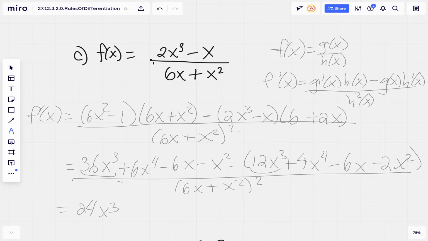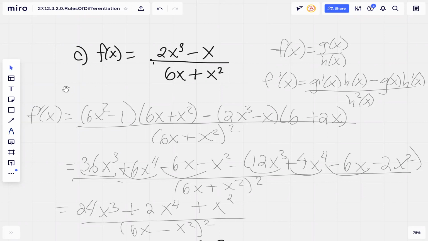And what do we have? We have 6x to the power 4 minus 4x to the power 4, so that's plus 2x to the power 4. And we have negative 6x minus negative 6x, which is 0x, sorry. Then we have negative x squared minus negative 2x squared. That gives us x squared, and that's all over 6x plus x squared, all squared.